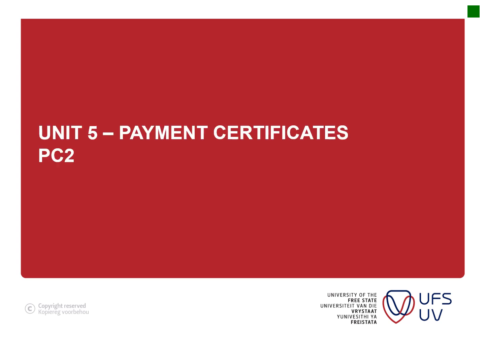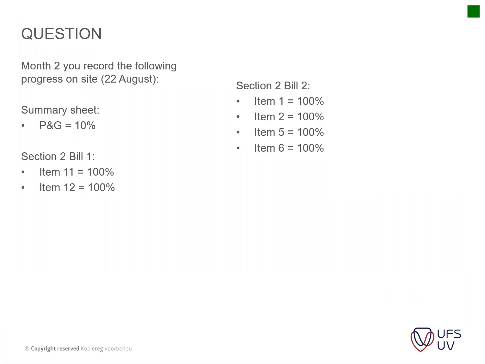Certificate 1 that we've done the previous time. So what we're going to do is we're going to take payment certificate 1 and we're going to update it with payment certificate 2. So the question for the second payment certificate, or the information that you will be given, is something in the line of the following.